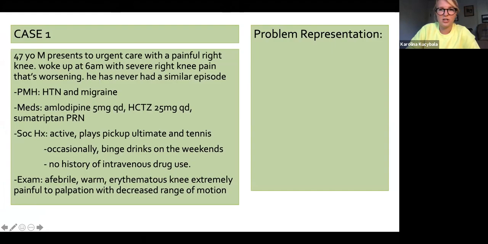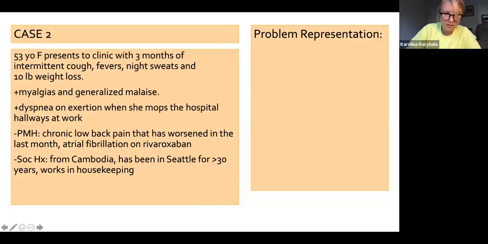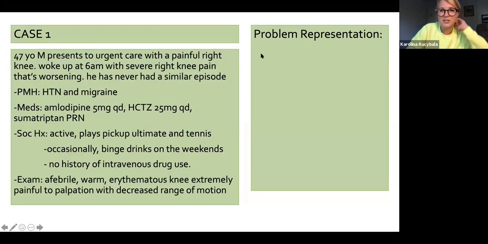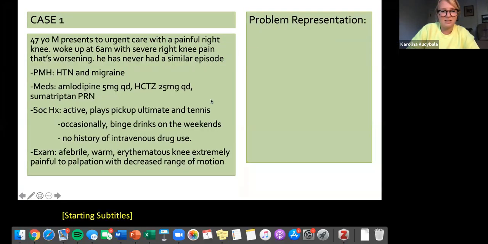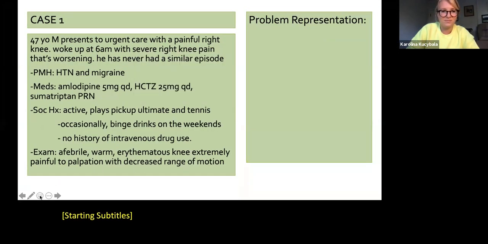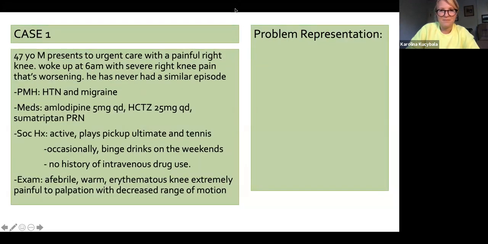Actually, I have to share it a different way. Sorry. I have to share it so I can actually annotate it. Oh, gosh. Oh, this is embarrassing. Okay. All right. Well, you know what? We're just going to do it. Sorry, all the time I saved is gone.